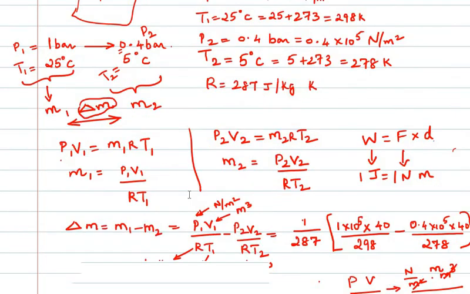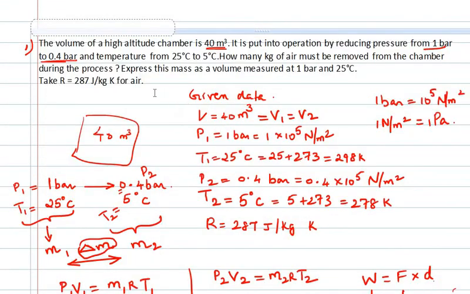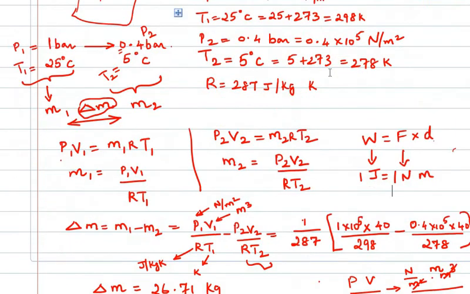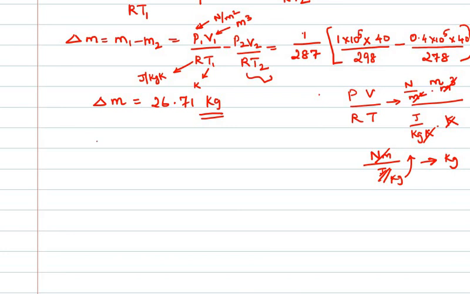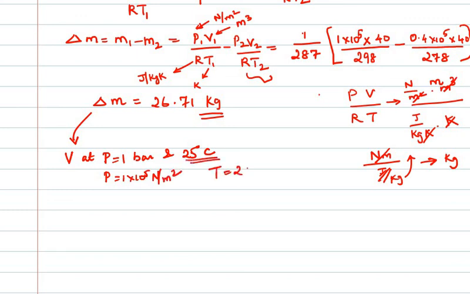Now what is asked in the problem is, I have to express this mass as a volume measured at 1 bar and 25 degrees Celsius. I have to express this mass in volume at a pressure of 1 bar and 25 degrees Celsius. So 1 bar means 1 into 10 power 5 Newton per meter square, and this temperature 25 degrees Celsius will be 298 Kelvin. So I have to express this mass as a volume.